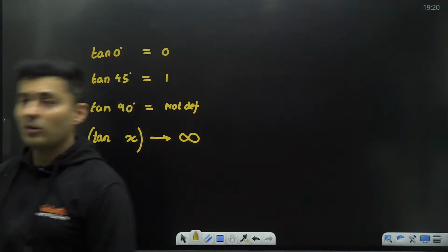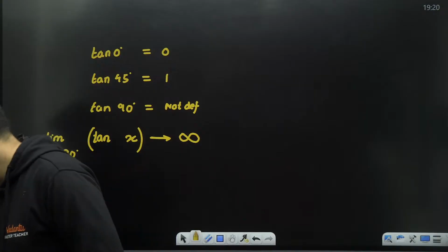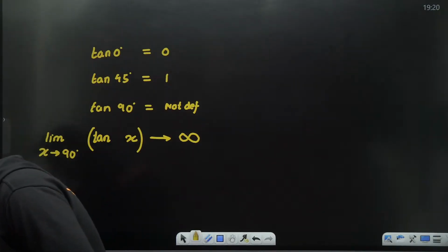H.C. Verma is good enough for theory along with my notes. Yeah, along with my notes. Clear, Girish? All right.